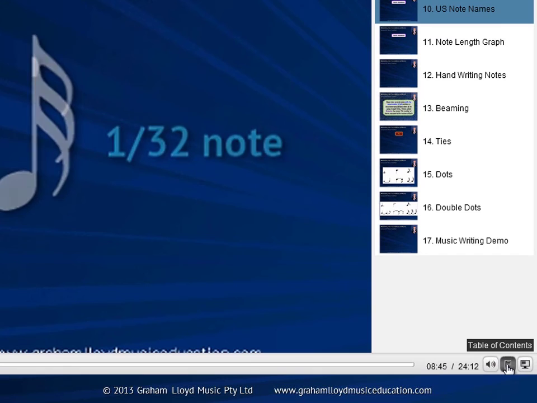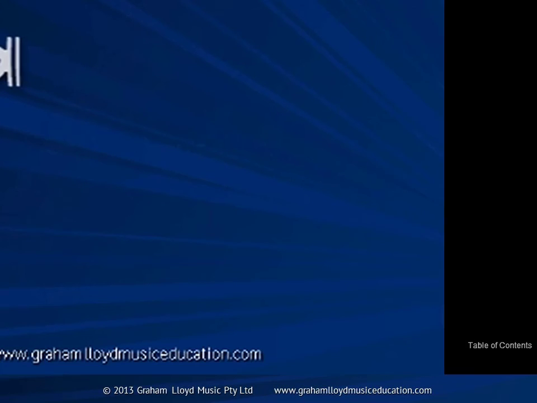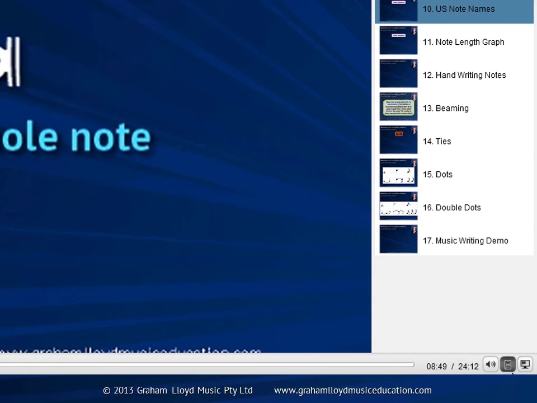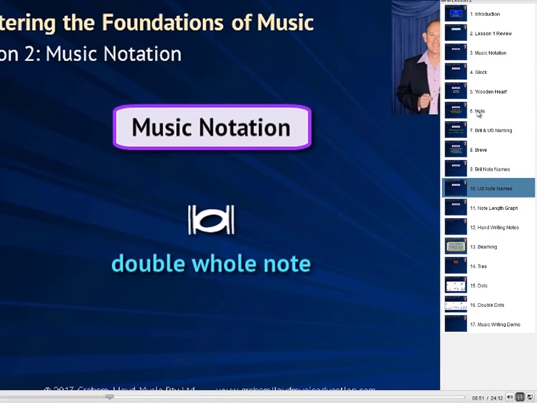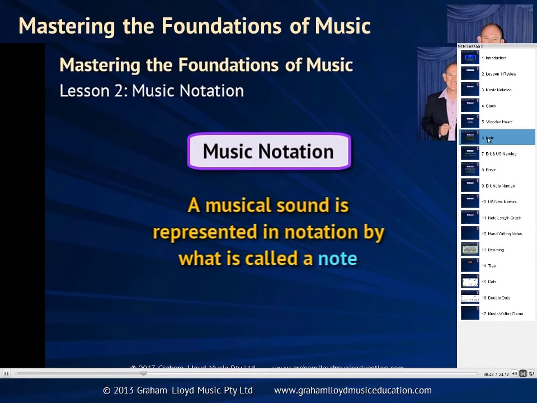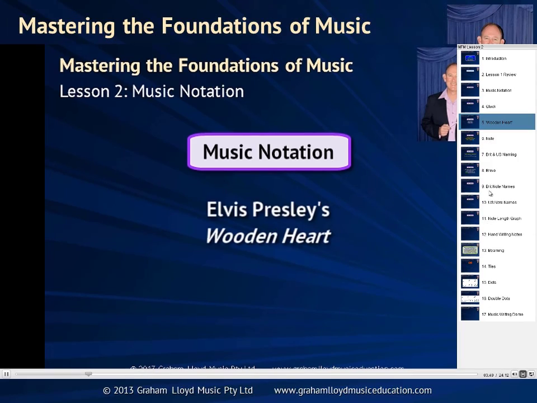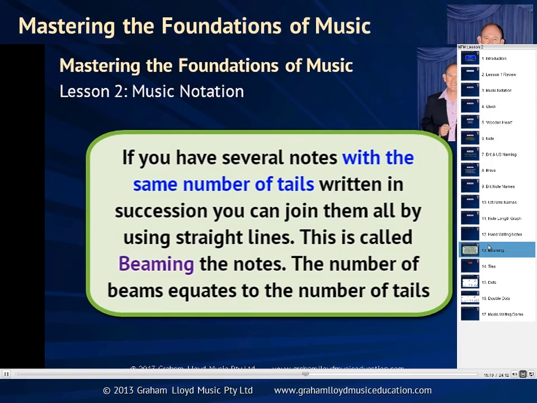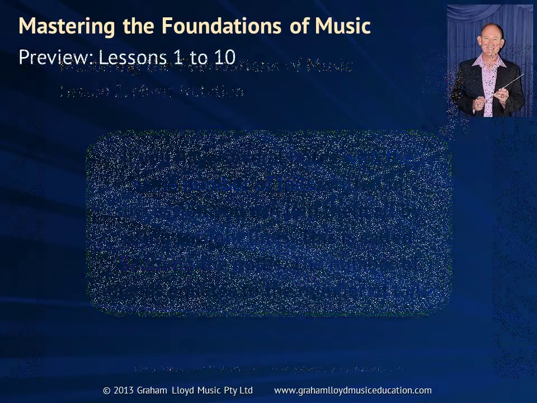It's located on the right-hand side of the play bar. By hovering over the table of contents icon on the play bar, a list of headings will appear. If you click on a particular heading, you will instantly jump to that part of the video. It makes reviewing specific parts of the video so much easier.